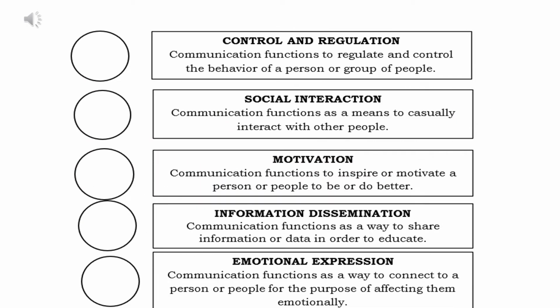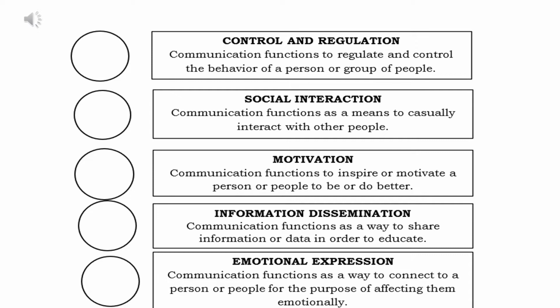After scrutinizing the five photos shown, let us find out to which function of communication each belongs. The first one here is control and regulation. Whenever we say control and regulation, communication functions to regulate and control the behavior of a person or group of people. The next function is social interaction. Communication functions as a means to casually interact with other people.